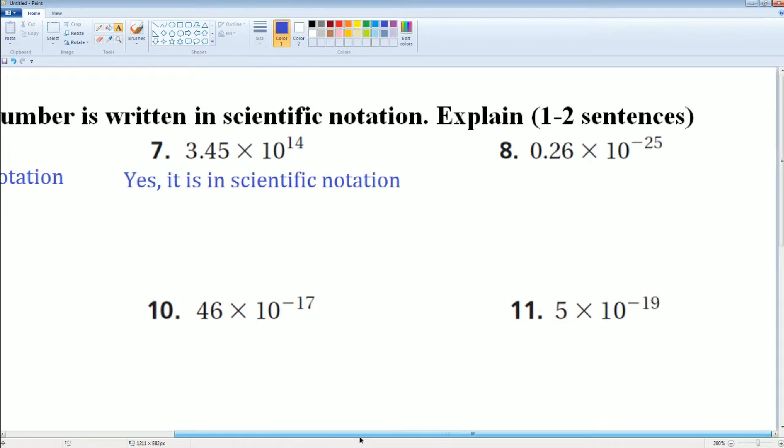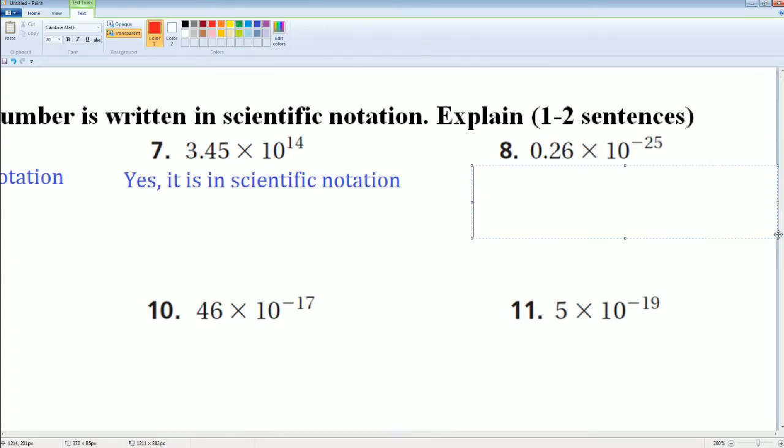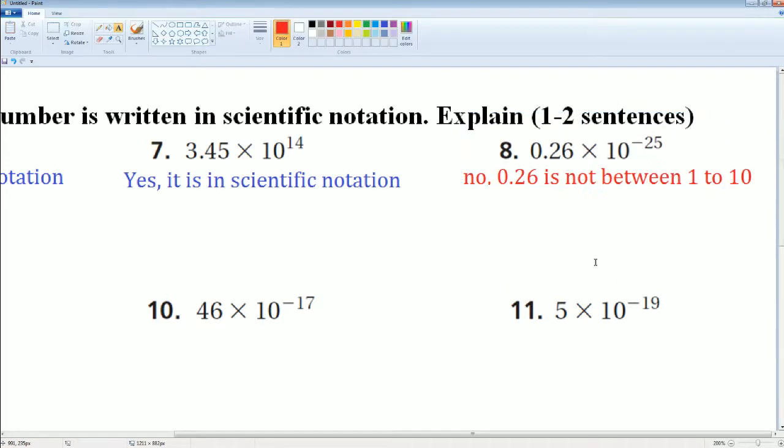What about this one? Is this number in between 1 through 10? No. 0.26 is not in between. So we would say no. Why? Because 0.26 is not between 1 to 10. Make sure you write the explanation.